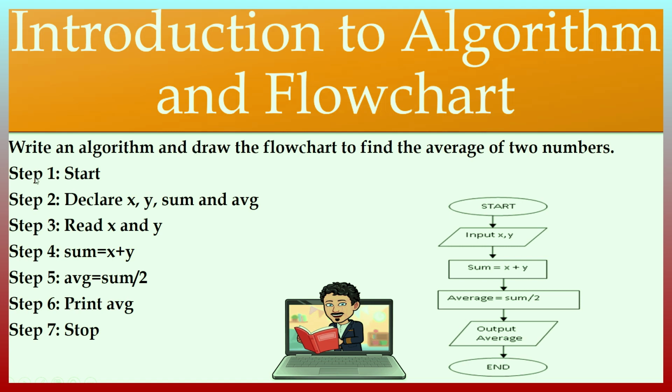So step one, start. What is step two? We want to declare the variables we are going to use. Let us say x for storing the first value and y for storing the second value. To find the sum, we will use a variable called sum. To find the average, we'll use a variable called avg, that is average.